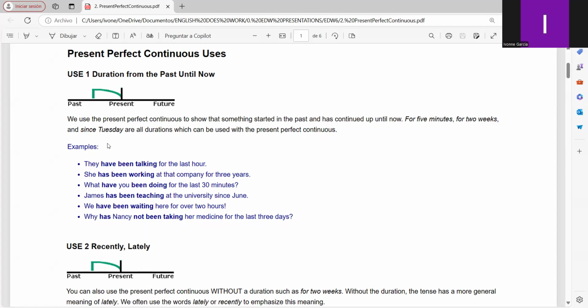We use the present perfect continuous to show that something started in the past and has continued up until now. For 5 minutes, for 2 weeks, and since Tuesday are all durations which can be used with the present perfect continuous. So here we have some examples. They have been talking for the last hour. She has been working at the company for 3 years. What have you been doing for the last 30 minutes?